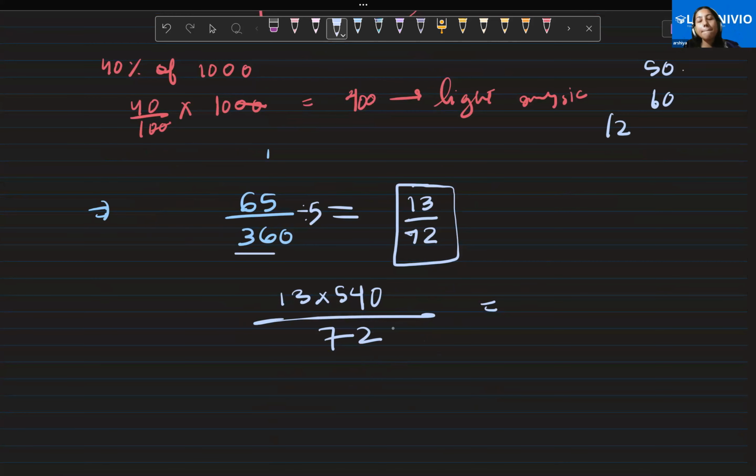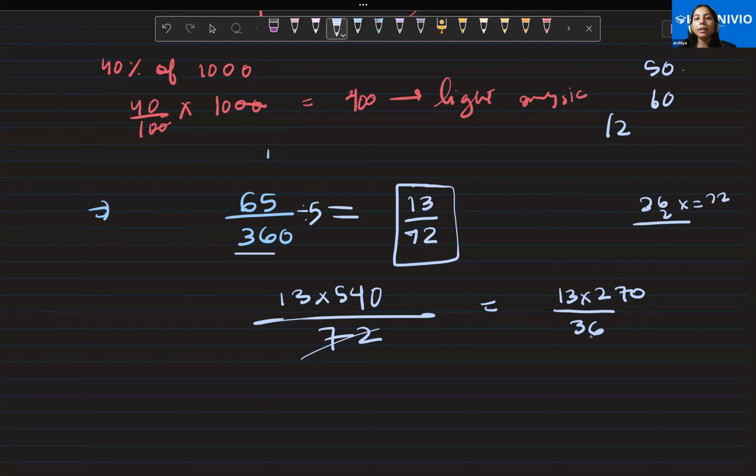72 will go in how many times? 35 is 70, so 36. 36 into 2 is 72. What about 540? 270. Again, I can divide because there's a 0.